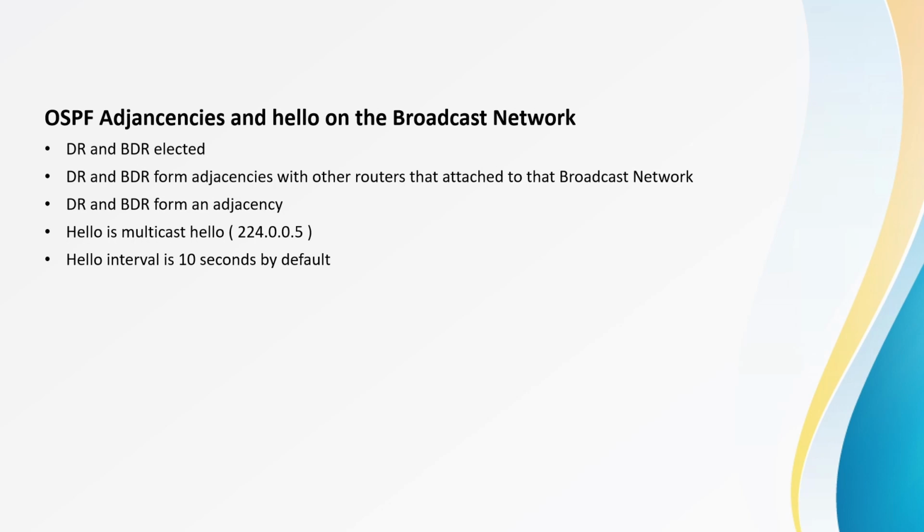So OSPF adjacency and hello on a broadcast network. DR and BDR are elected on the broadcast network. DR and BDR form adjacency with the other routers that attach to that broadcast network. That means adjacency forms between the other routers and the DR and BDR only. DR and BDR also form adjacency.